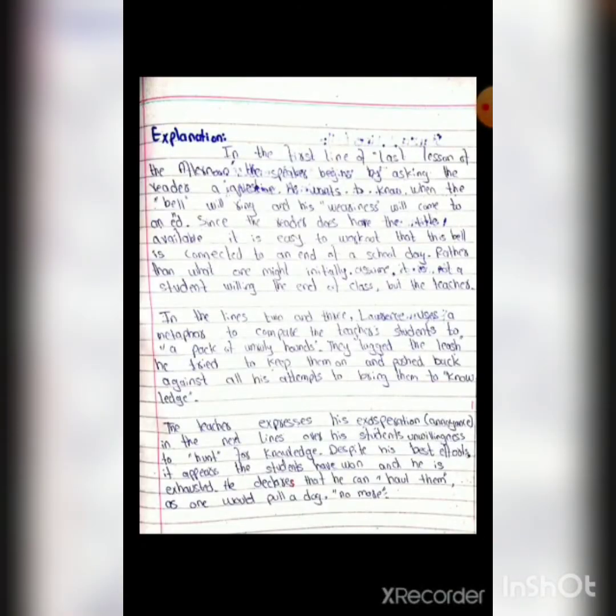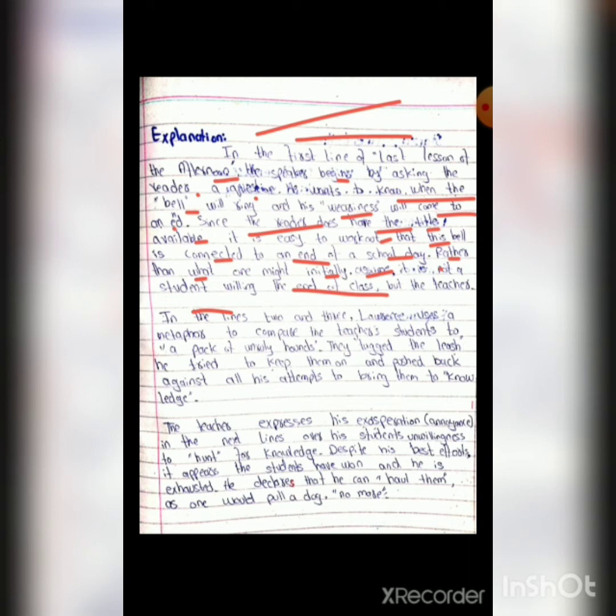Now the explanation, which has to be done according to the stanza, right? Okay. Explanation. In the first line of the last lesson of the afternoon, the speaker begins by asking the reader a question. He wants to know when the bell will ring and his weariness will come to an end. ठीक है? Weariness मतलब कि tiredness, exhaustion. Since the reader does have the title available, it is easy to work out that this bell is connected to an end of a school day rather than what one might initially assume. It is not a student willing the end of class, but the teacher.